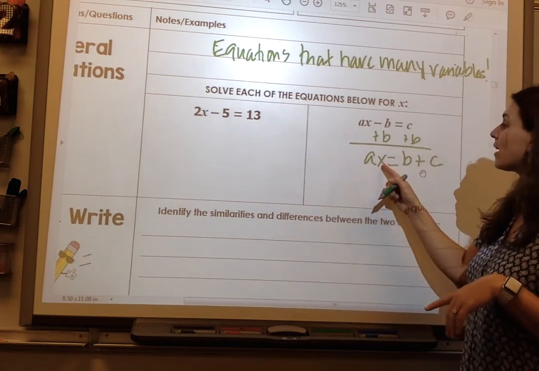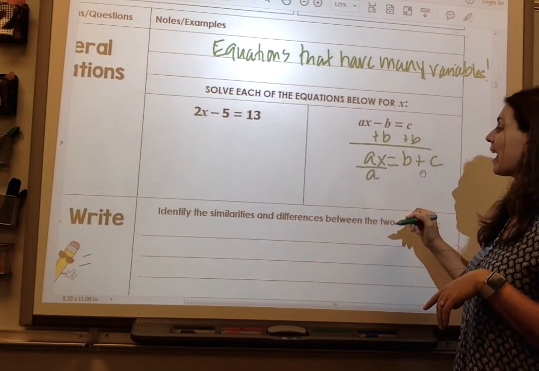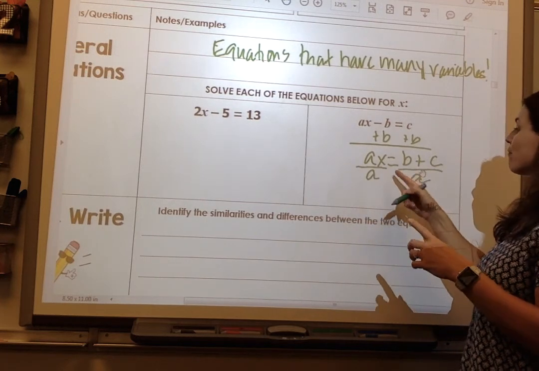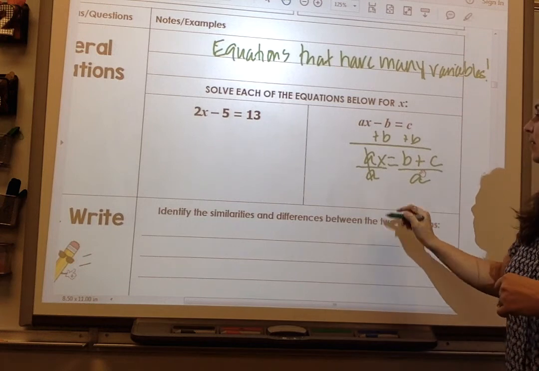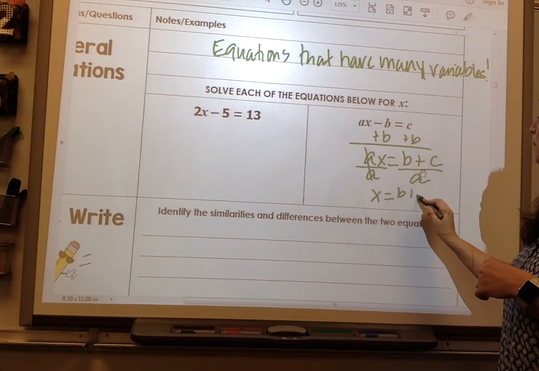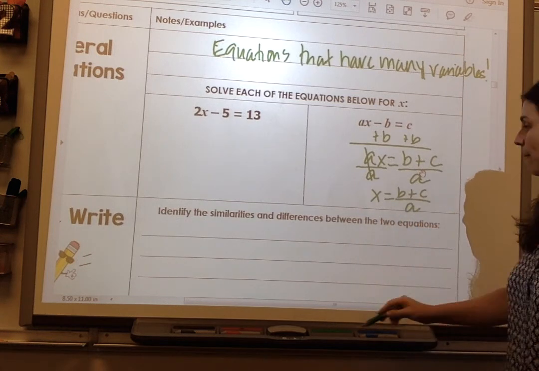And now, how do you get x by itself? We divide by A. So I'm going to divide everything by A. My A's cancel out, and I'm left with x equals B plus C all over A.